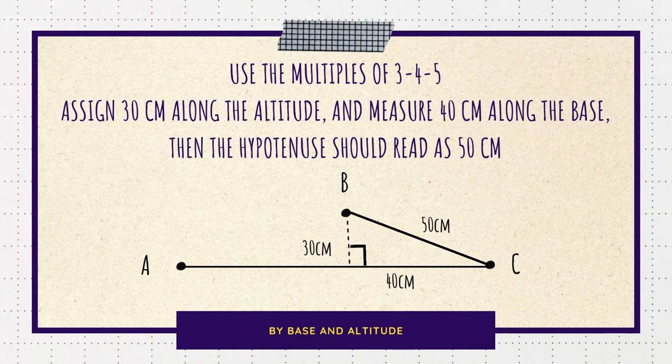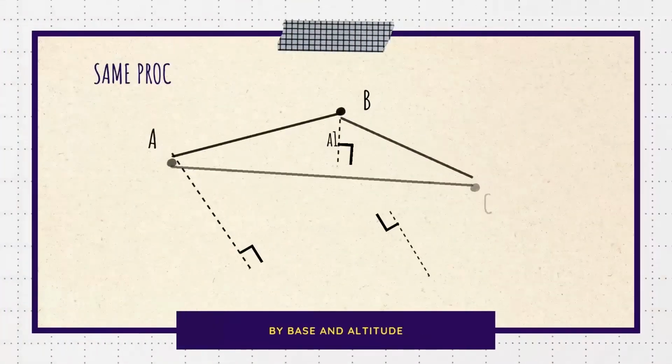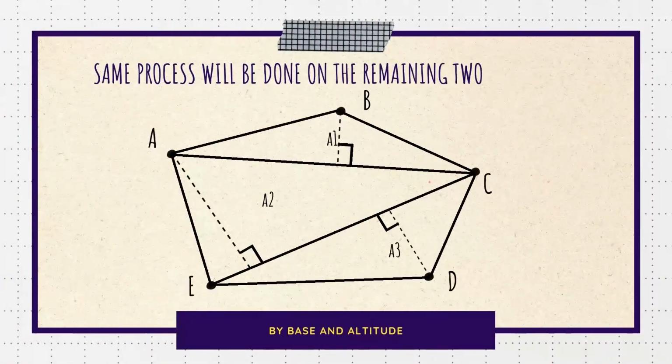Upon getting the correct hypotenuse, measure the length of the vertical side of the triangle, since this will serve as the altitude. Same process will be done on the remaining 2 triangles.